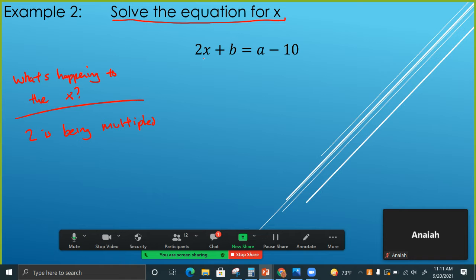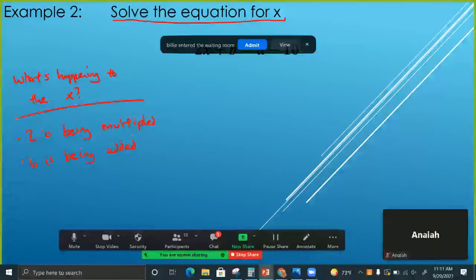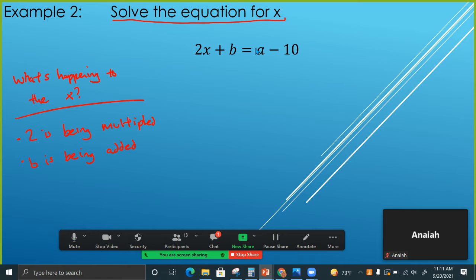To the x, and I see that b is being added. So that's 2 being multiplied and b is being added. The reason we're doing this is to figure out how we undo those things and then ultimately get x all alone, isolate the x. So I've done step 1. I've gone through and identified what's happening to x. So now I'm going to undo those actions.